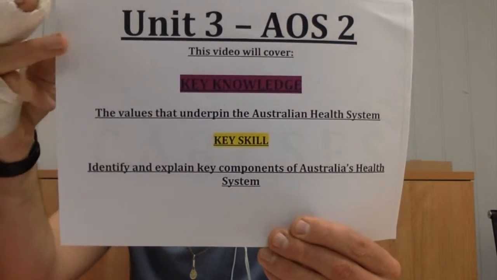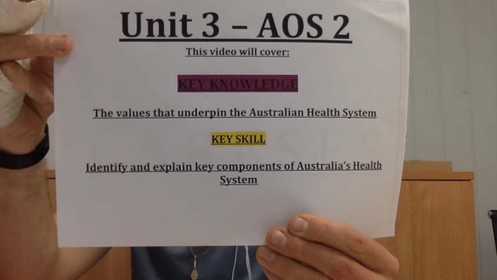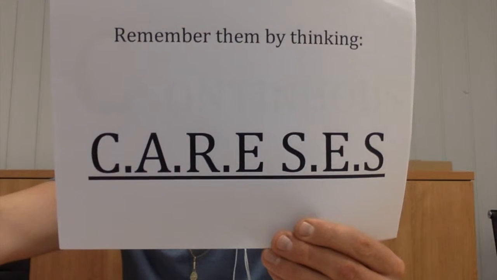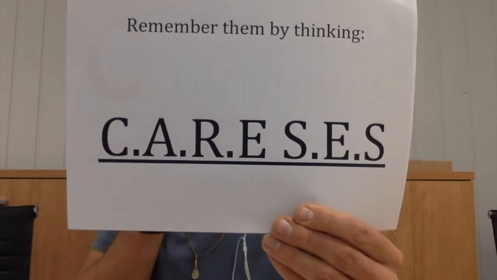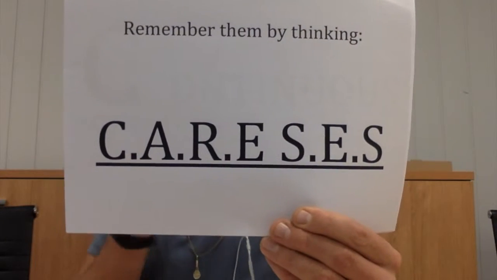Now, the Australian healthcare system has 7 values that lay a foundation for its priorities and how it works to maximise its effectiveness. There are many acronyms that could be used, but this video will remember the 7 values by thinking of CARE SES. What does CARE SES mean?